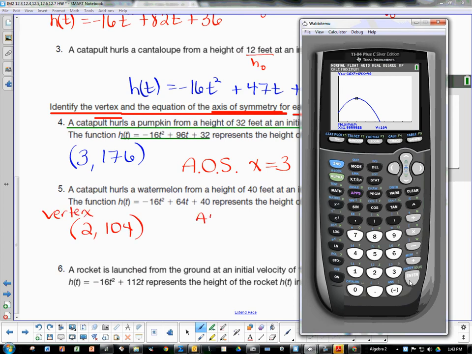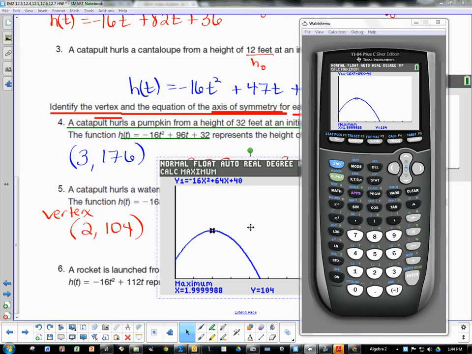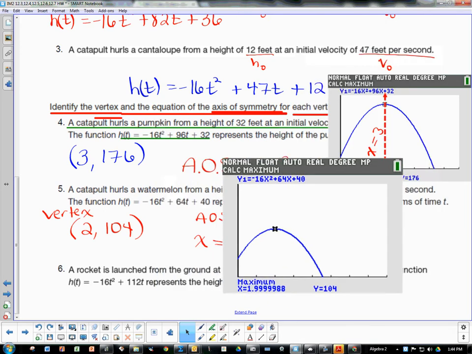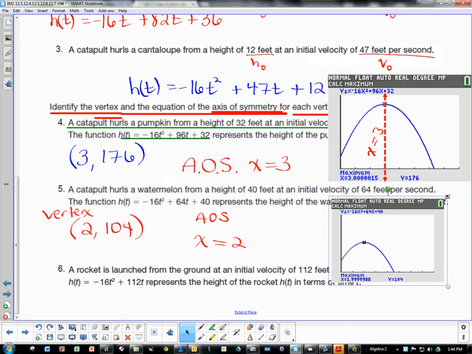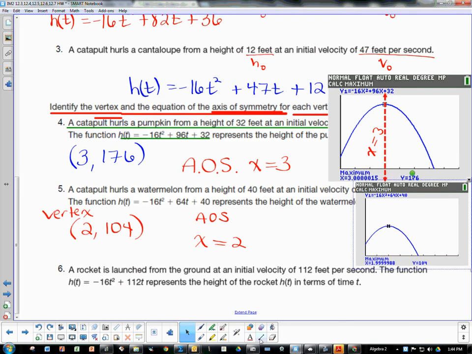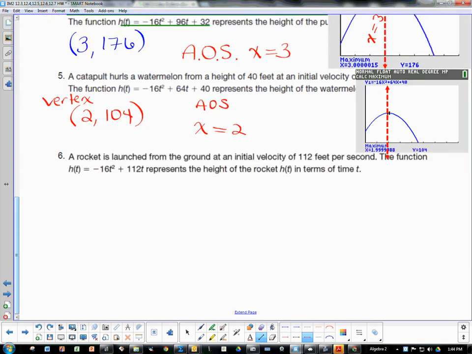So once again, that is my vertex. Now they're asking for the axis of symmetry. That's going to be x is equal to, well, it's always x is equal to this coordinate here, so that's going to be 2. There's my axis of symmetry. Just so that you can see it here and it makes visual sense, it's going to be this line passing down through the vertex. Okay. Number 6. We're going to do the same thing there.